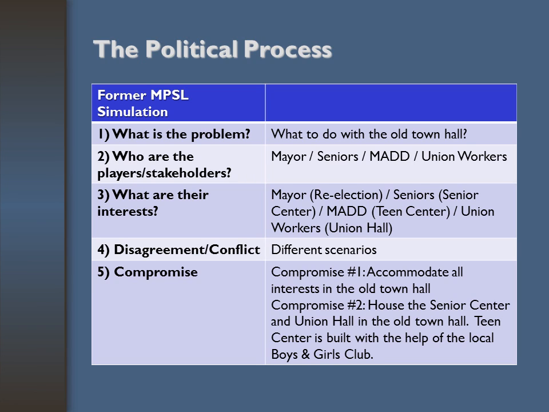Although, in this particular simplistic simulation that we're looking at, you'll find out everyone did get what they want. Okay, look at compromise number 1. Here's a very simple way to make everyone happy. You can accommodate all of the interests by taking the old town hall, separating it into 3 areas, and giving the seniors what they want, MAD what they want, and the union workers what they want. Okay, there was another compromise where the town hall would house the senior center and the union hall, and the teen center was built with the help of the local Boys and Girls Club.